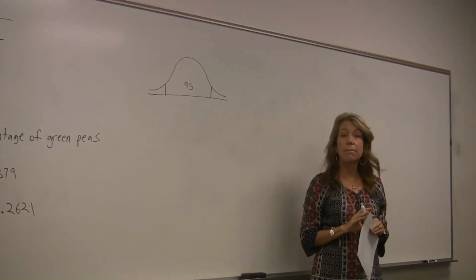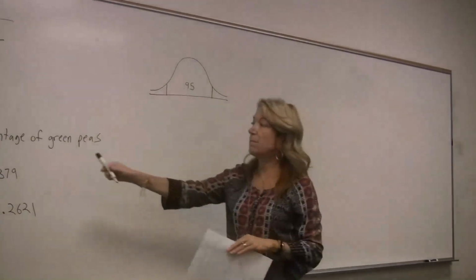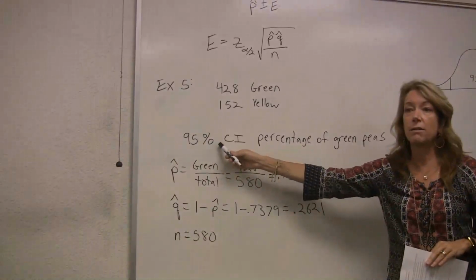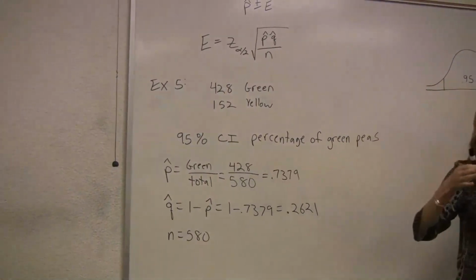So how do I find, yes ma'am? How'd you know it was 0.95? Because it asked me to find a 95% confidence interval. Oh. So that tells me what percent they want in between the two numbers.